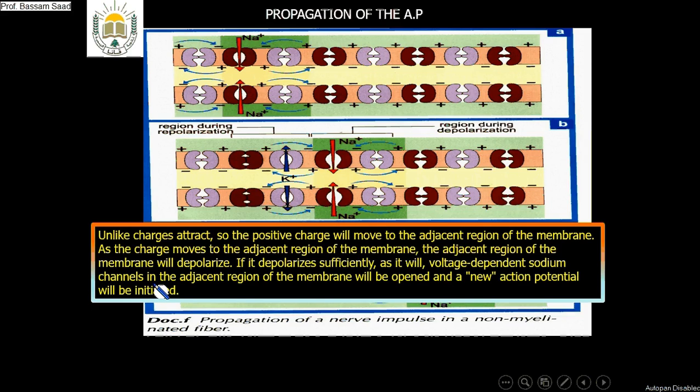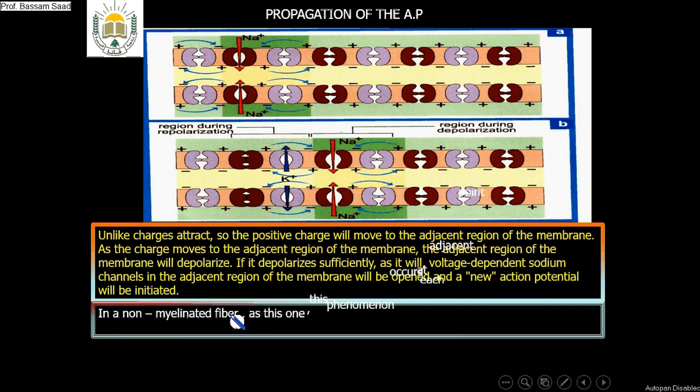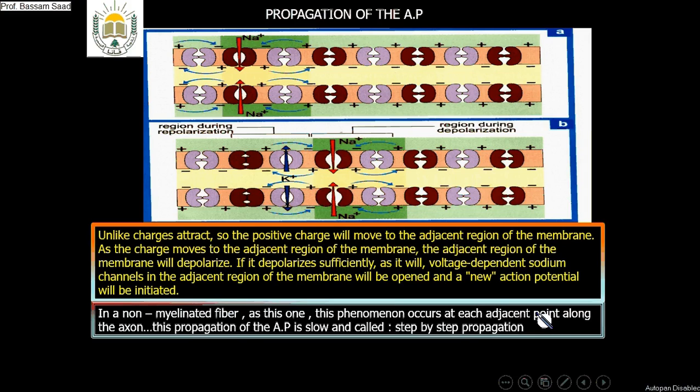This phenomenon is repeated at each point of the axon. For this reason, the propagation is called step-by-step propagation. It is a slow propagation because this phenomenon must take place at each point of the membrane of the axon. In a non-myelinated fiber, as in this example, this phenomenon occurs at each adjacent point along the axon. So this propagation of the action potential is slow and called step-by-step propagation.